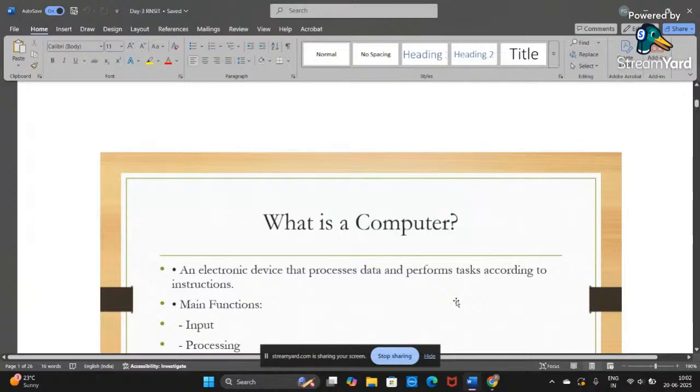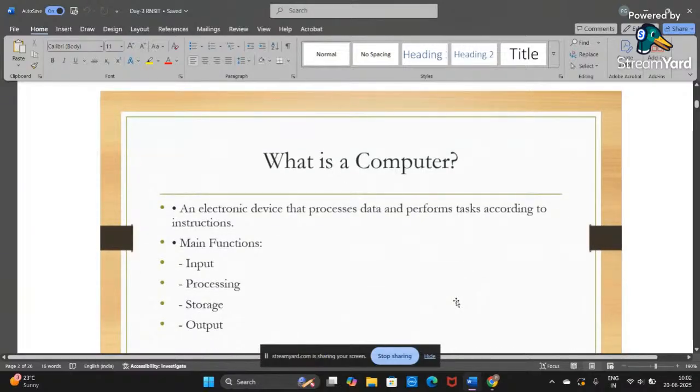Now, let's see what is a computer. From schooling, you all know this, right? And you know this definition also. A computer is an electronic device that processes data and performs tasks according to instructions. This is called a computer. The main functions of a computer are input, processing, storage, and output. These are the basic things we learned in school.